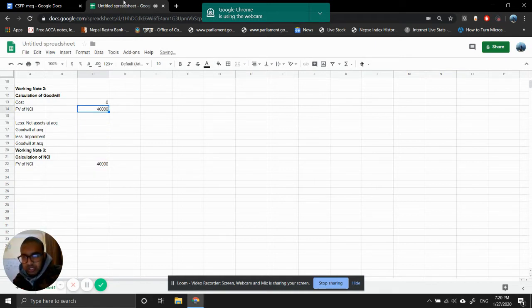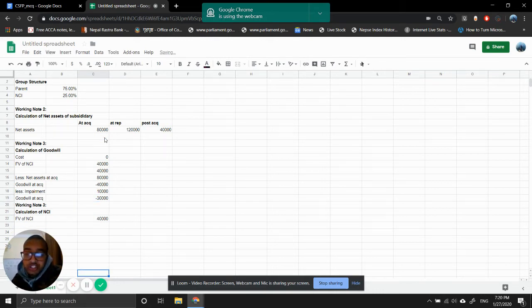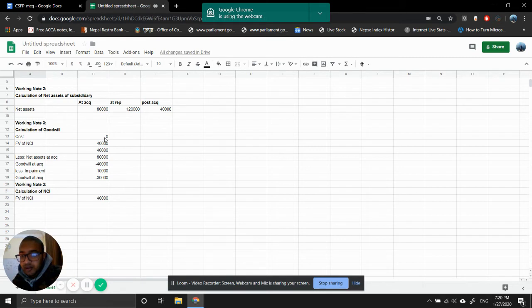40,000, but we don't know anything else, right? This plus this, and then this is basically this figure, right? So it's not gonna work that way, I know that. And then it's normally this figure minus this figure, and then it's this figure plus this figure, right? Since we don't know the cost, we can't calculate it, but we can use something else.